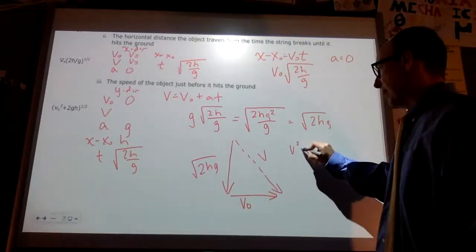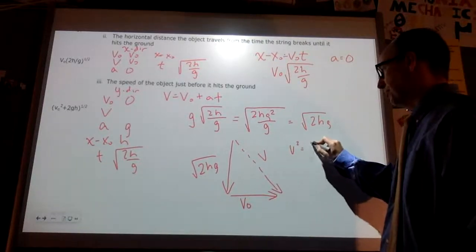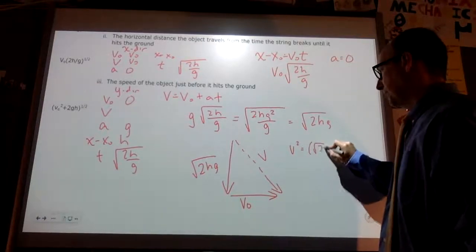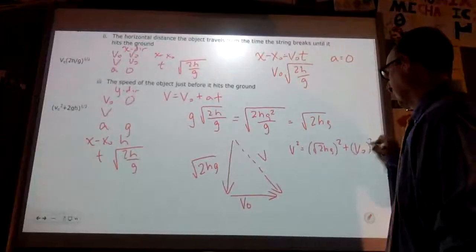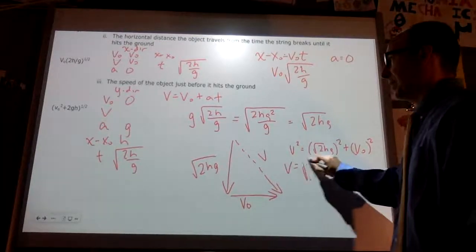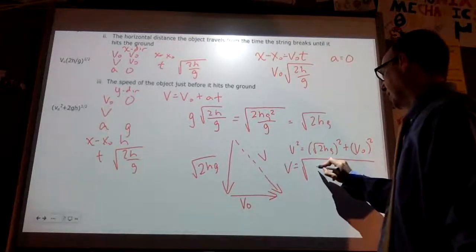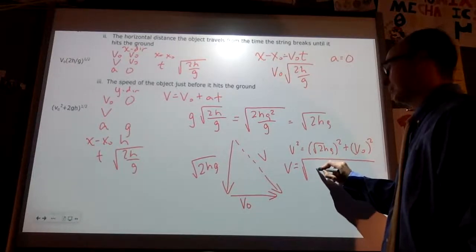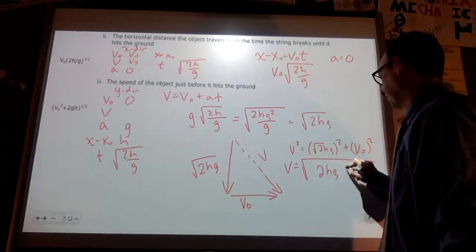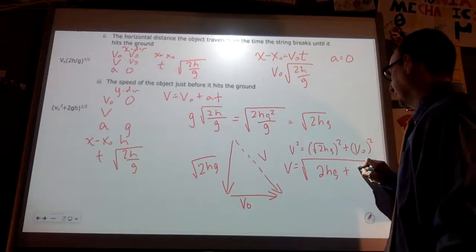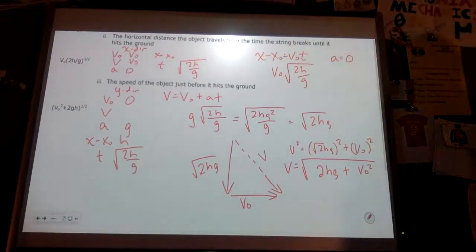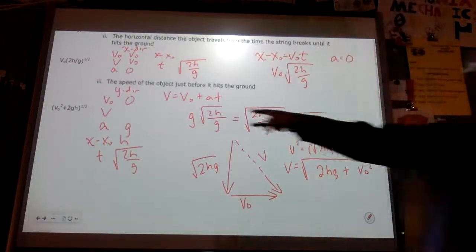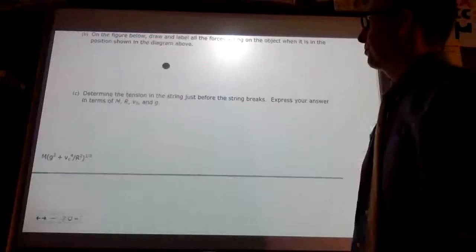This is our true velocity. And so this squared is going to be equal to 2hg squared plus v naught squared. So v is going to be equal to the square root of 2hg plus v naught squared, which is what I agreed to.